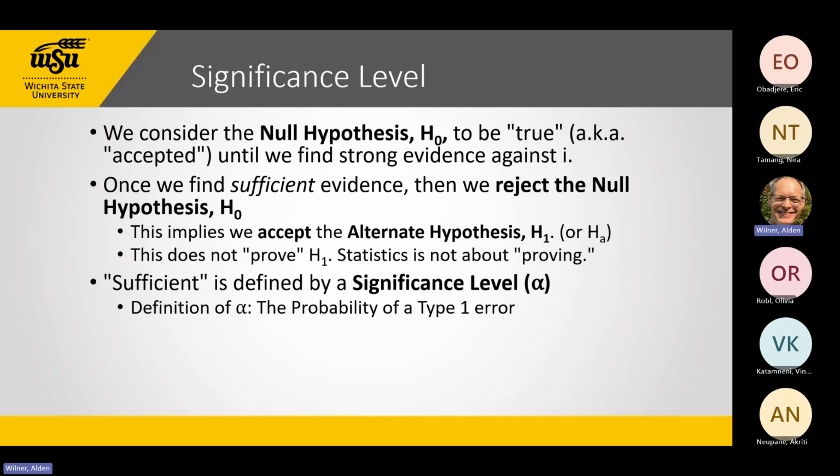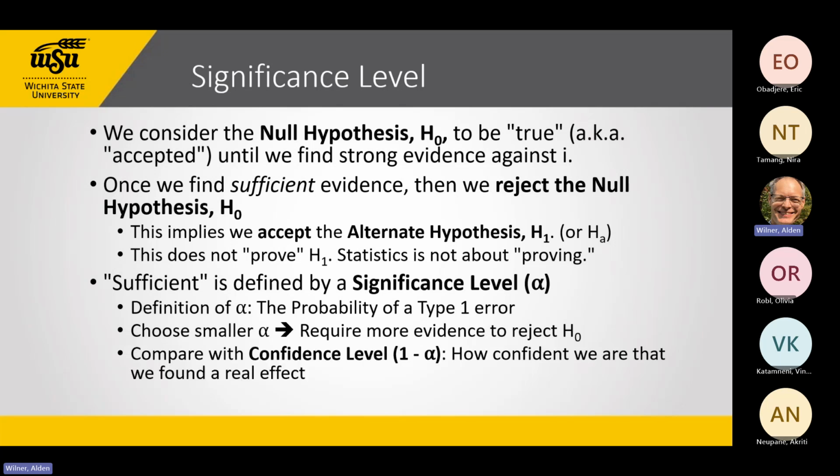In judicial systems, theoretically, we want to have a very low chance of a type 1 error. We don't want to find someone guilty when they're not, right? But that necessarily implies we accept a higher beta error, letting guilty people go, right? One of the things that's obvious about statistics, right? You can't have everything be perfect. Smaller alpha means you have to have more evidence to reject H naught. We compare this with the confidence level, which is simply 1 minus alpha. How confident are we that we found a real effect?